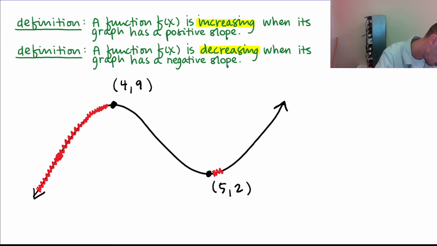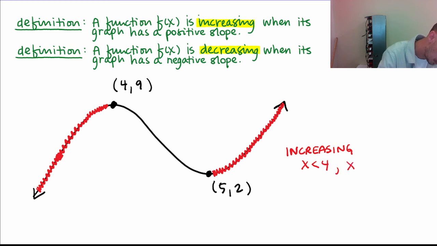But another equivalent definition of increasing is that as we move left to right on the graph, it is going up. So I'm going to say that this graph is increasing from when x is less than 4 and also when x is greater than 5.